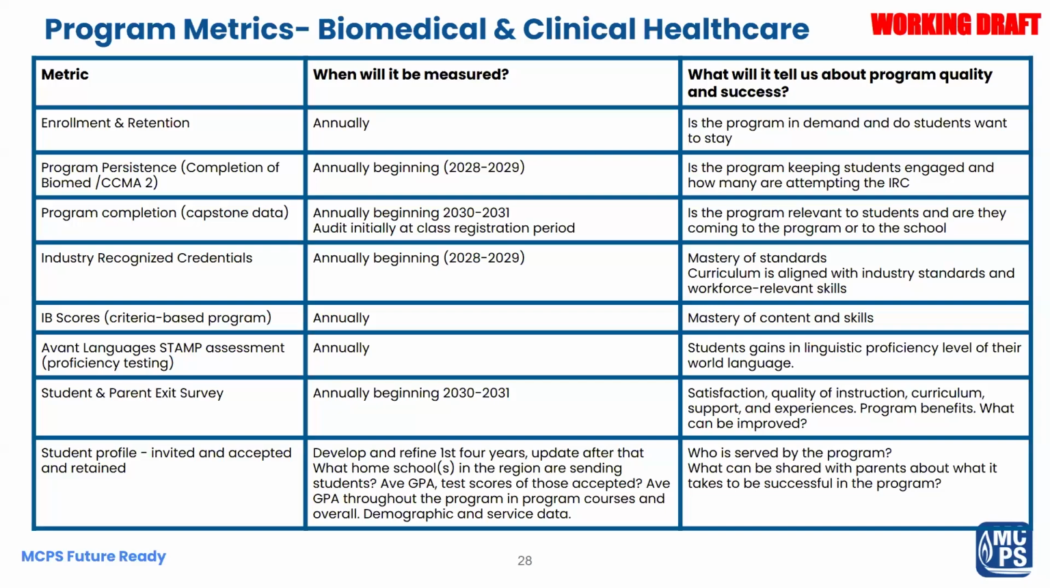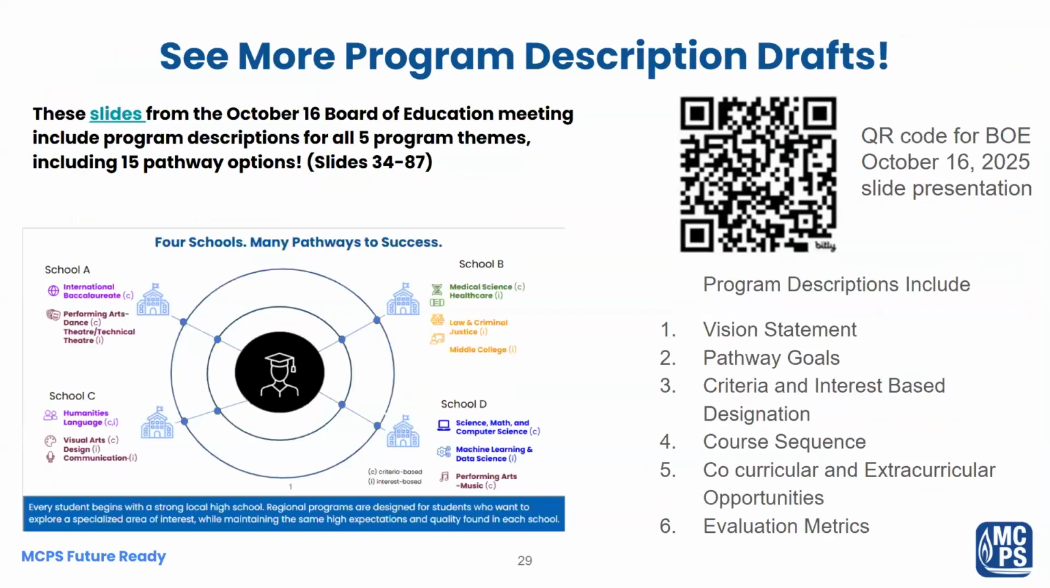Next slide, please. So we have more descriptions of the program pathways for Region 4. And if you're interested in those, you can use the QR code to access them. Each of those descriptions will include the vision statement, pathway goals, their criteria and interest-based designation, the course sequence, the co-curricular and extracurricular opportunities, as well as the evaluation metrics. Next slide, please.